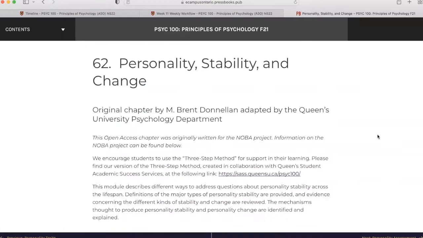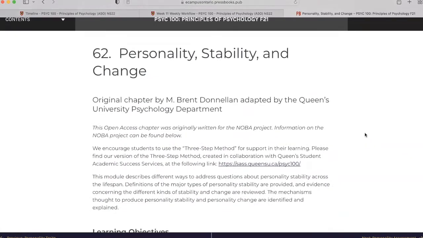Life isn't easy, and we need to inform ourselves with all the information humanly possible. So let's continue the Psych-100 journey with the next chapter. Here we go. Personality, Stability, and Change, Chapter 62.